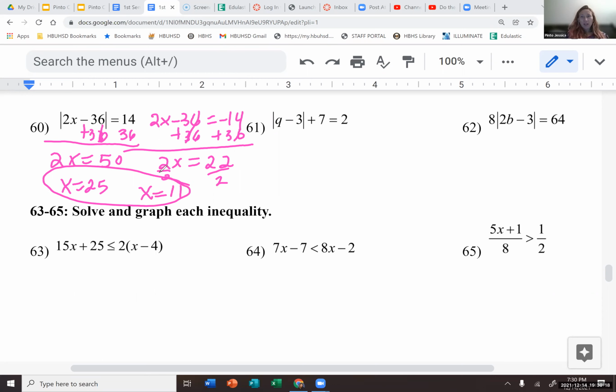So if this had been an equation that was like y equals absolute value of blah, blah, blah, just like we did in our unit 3 test, make sure to plug in 0 for y.